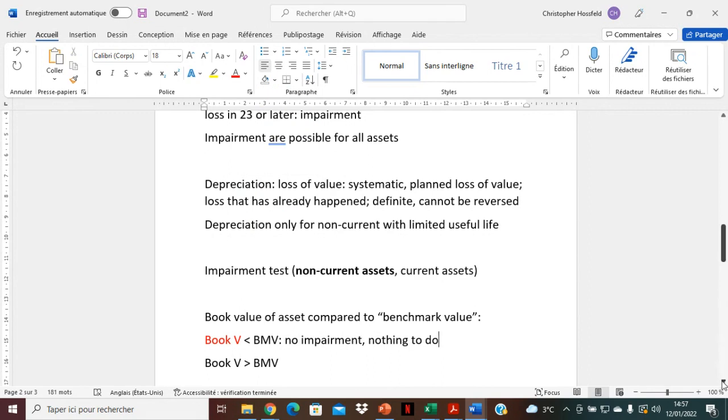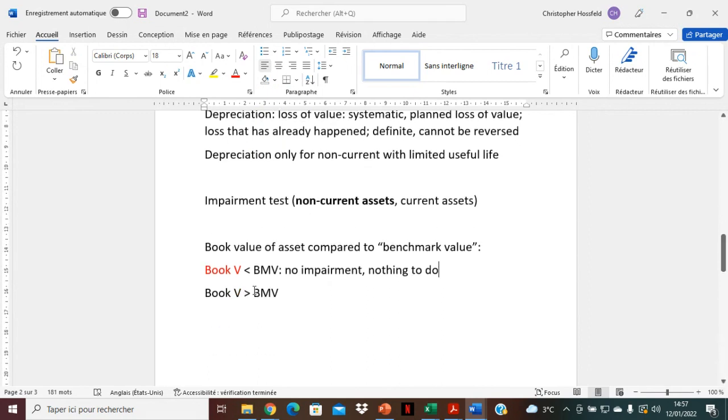In the second situation, obviously it's different. Now the benchmark value is lower than the book value. And that means here I need to impair. Here I do have an impairment. And therefore I need to write down the asset to the lower benchmark value. And that is what generates my impairment loss or my impairment expense.